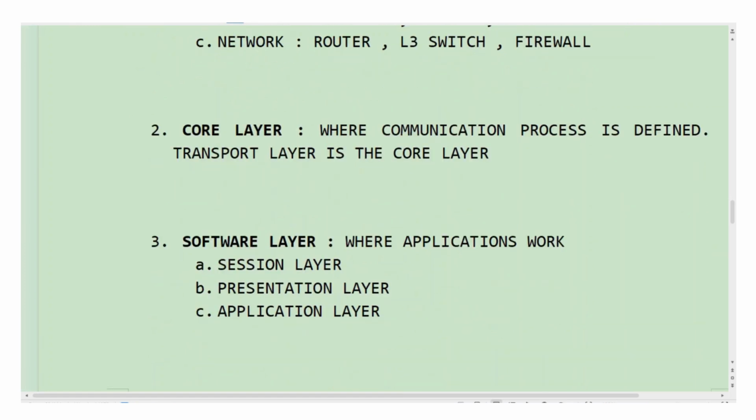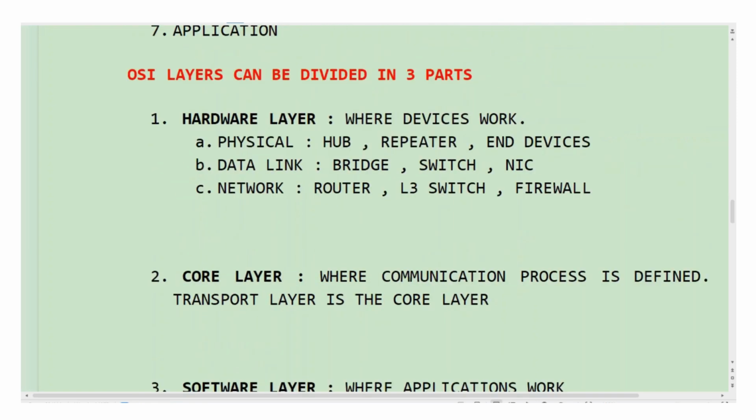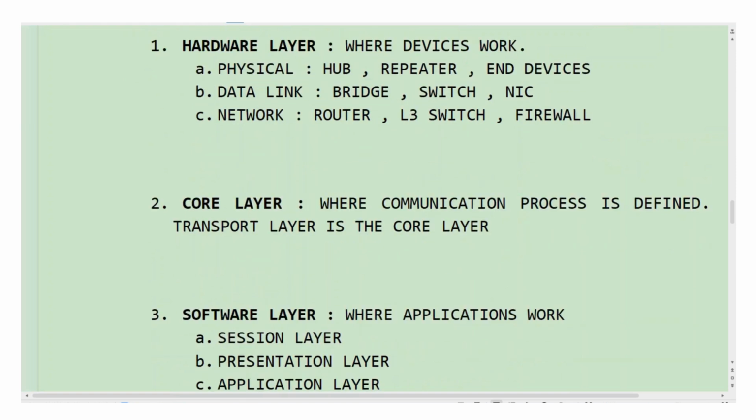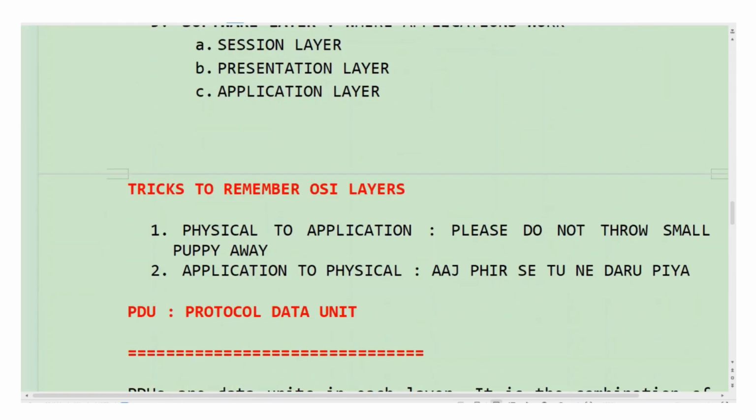And then PDU, protocol data unit. PDUs are data units in each layer. It is the combination of data and layer header. Each layer adds specific information to ensure the data reaches its destination correctly, and these steps are reversed upon arrival. Sender builds up packets, receiver. Sender layers are application, presentation, session, transport, network, data link, physical. And the receiver also goes through application layer.